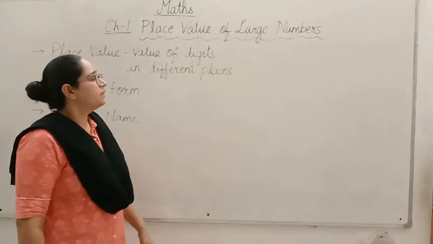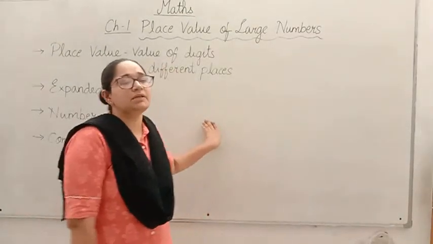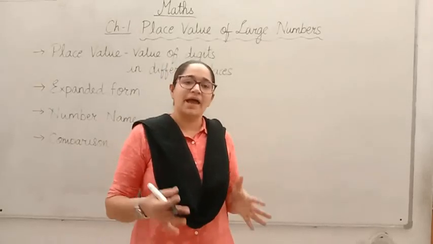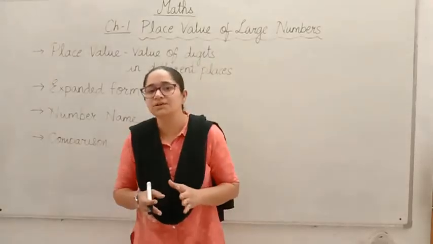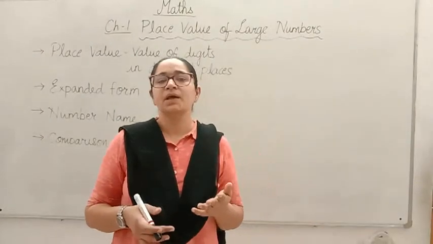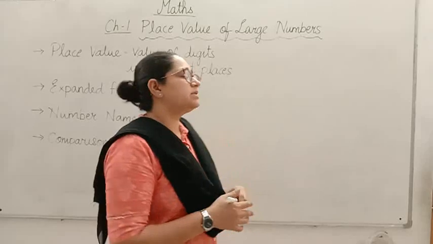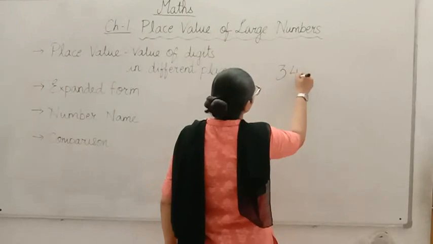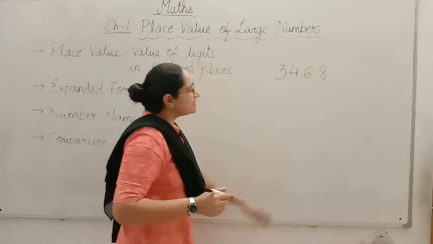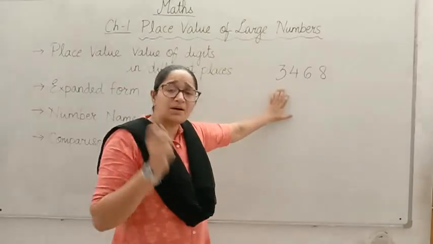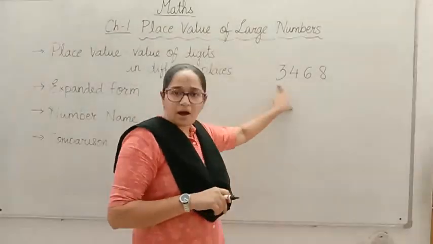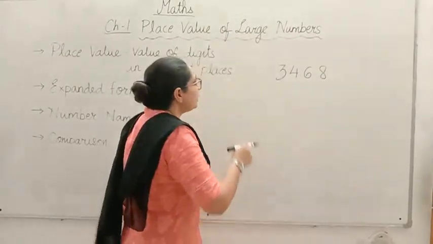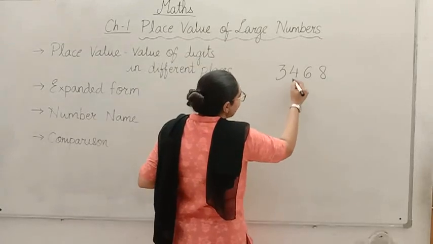Good morning all. In maths, in the first chapter, we are going to learn about the place value of large numbers. Till last year, you have learned, I guess, 4-digit numbers. So, till 4-digit numbers, you are having, say, number 3, 4, 6, 8. This number, which is a 4-digit number, would be read as 3468.